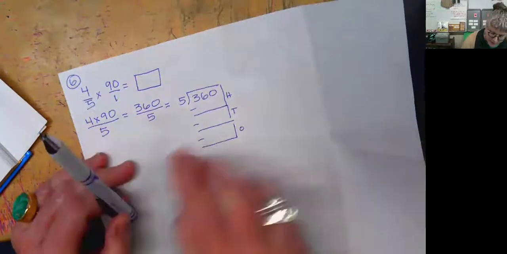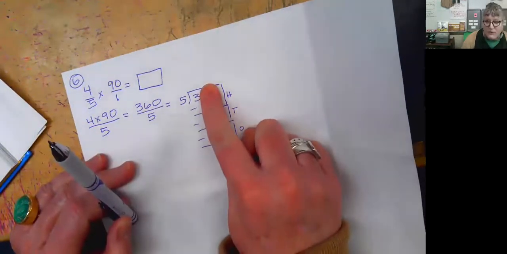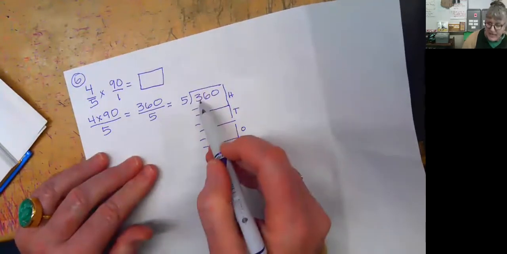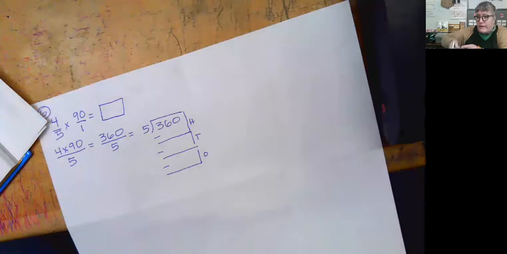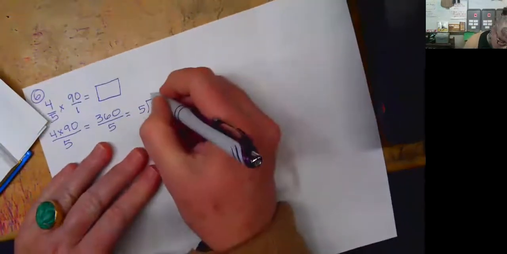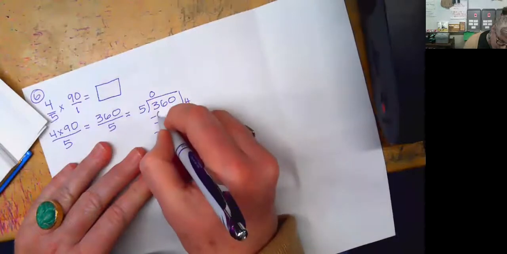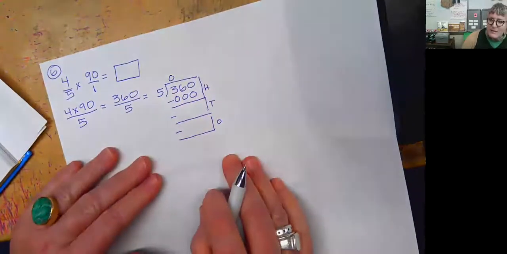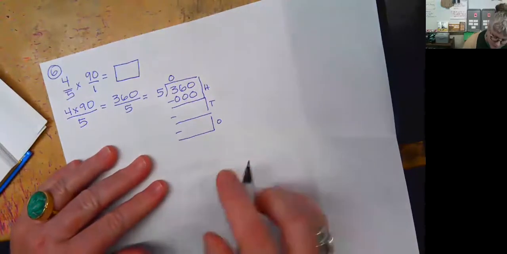So I look at the number that's in the hundreds place. It's a 3. 3 is too small. I can't take 3 and divide it into 5 groups. So I'm going to put a 0 up here. And when I multiply 0 times 5, I get 0, 0, 0, 0.